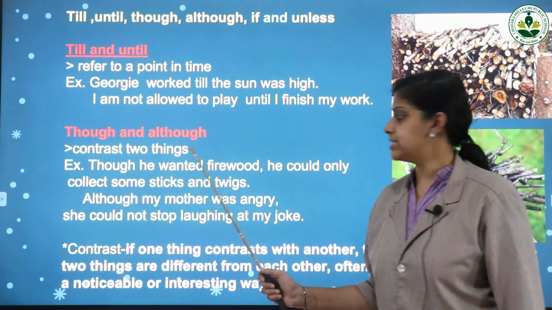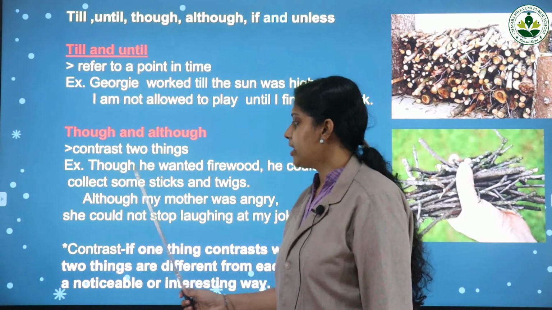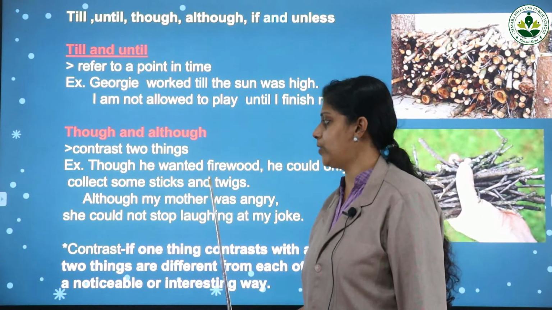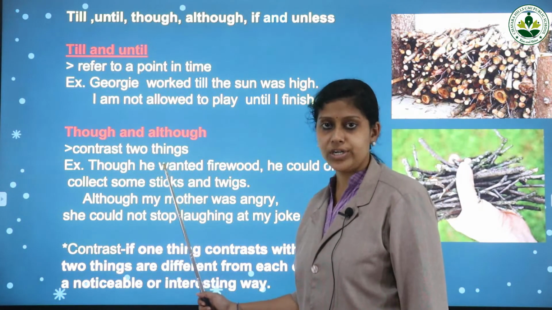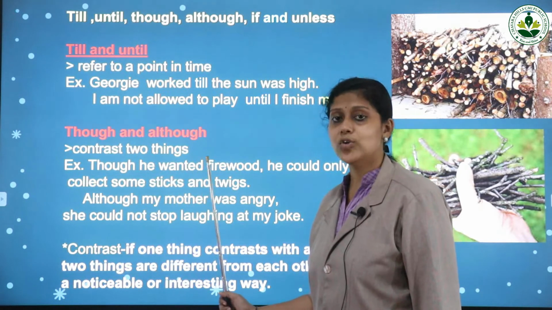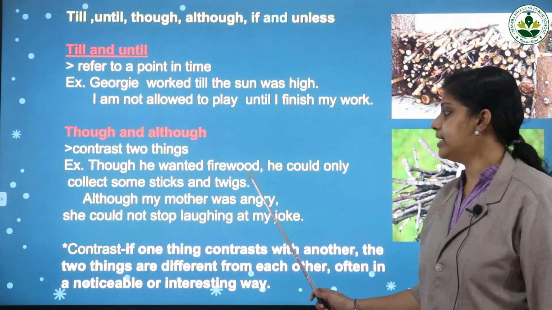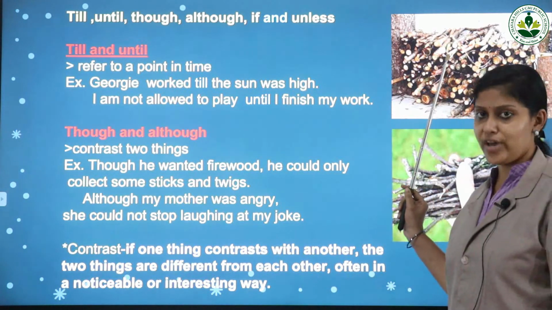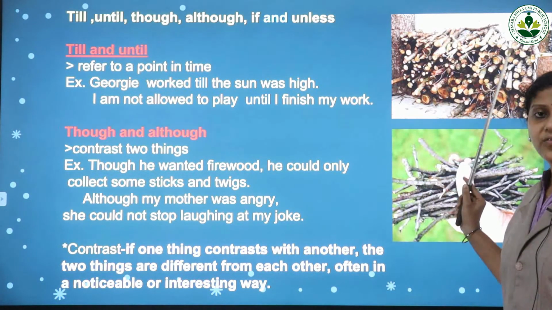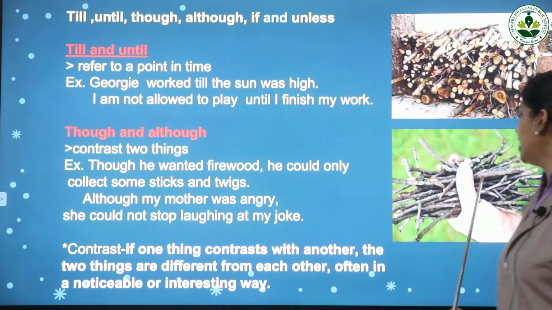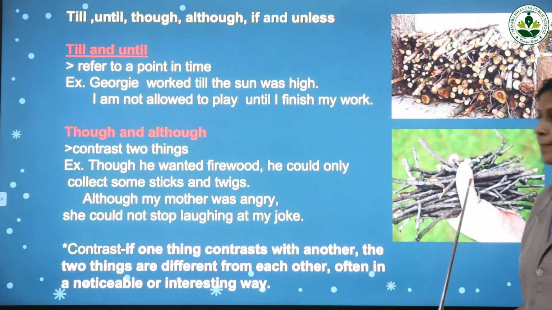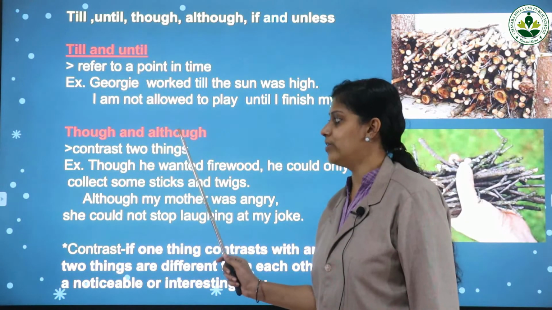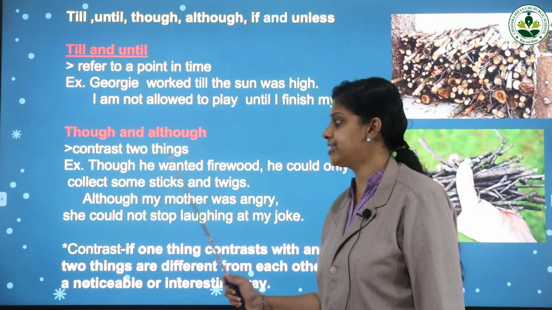Now let us check some examples. First one, though he wanted firewood, he could only collect some sticks and twigs. Here the boy wanted some firewood, but he could only collect some twigs and sticks. Here you can see the picture of firewood. So we can use the conjunctions though and although to contrast two things.